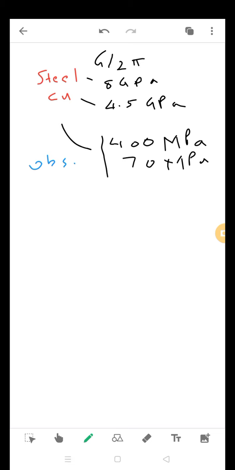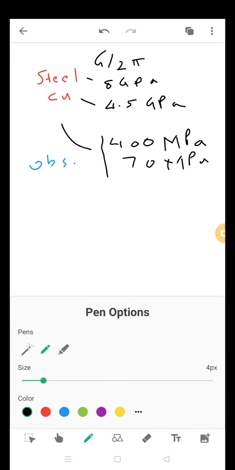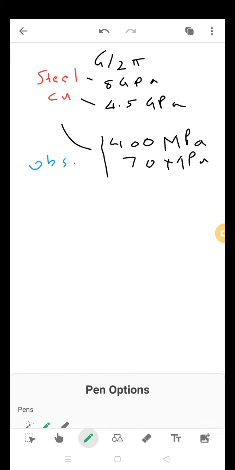Now it shows that there has been a weakening, that there should be a reason why the observed values are much less than the theoretical values. The reason is plastic deformation. So consider plastic deformation.